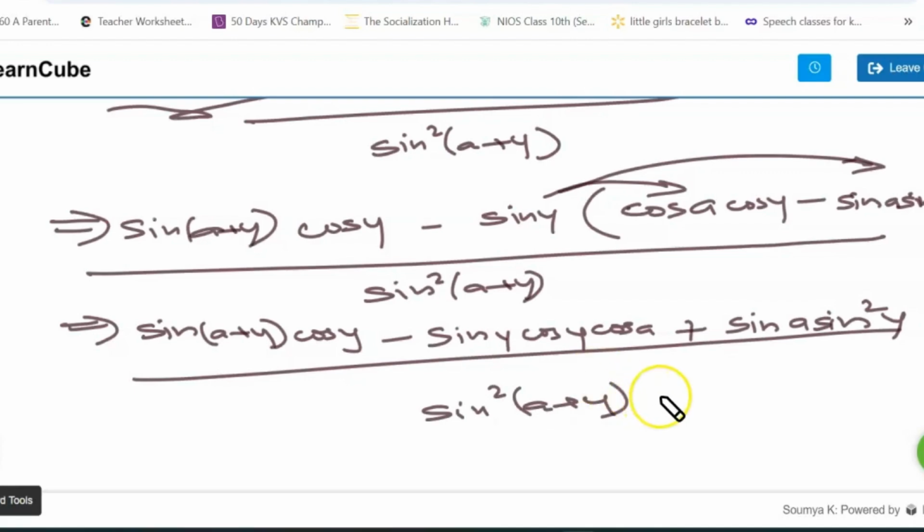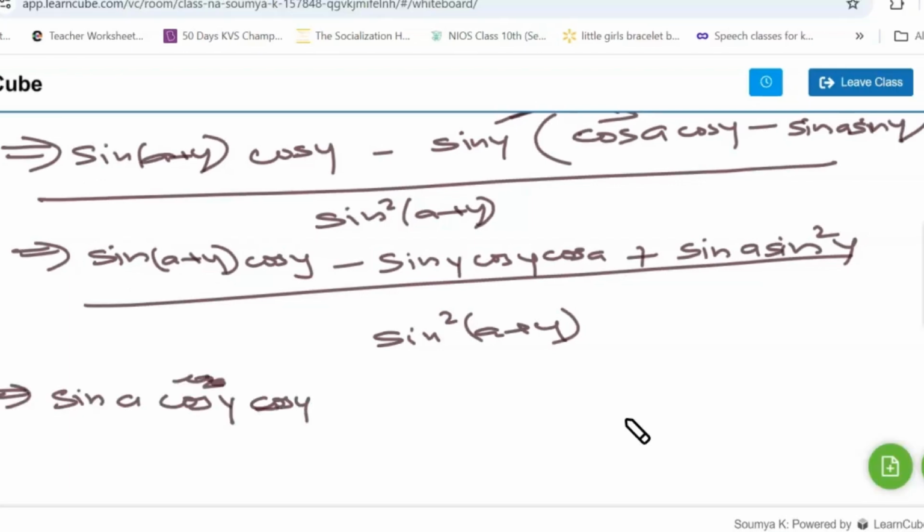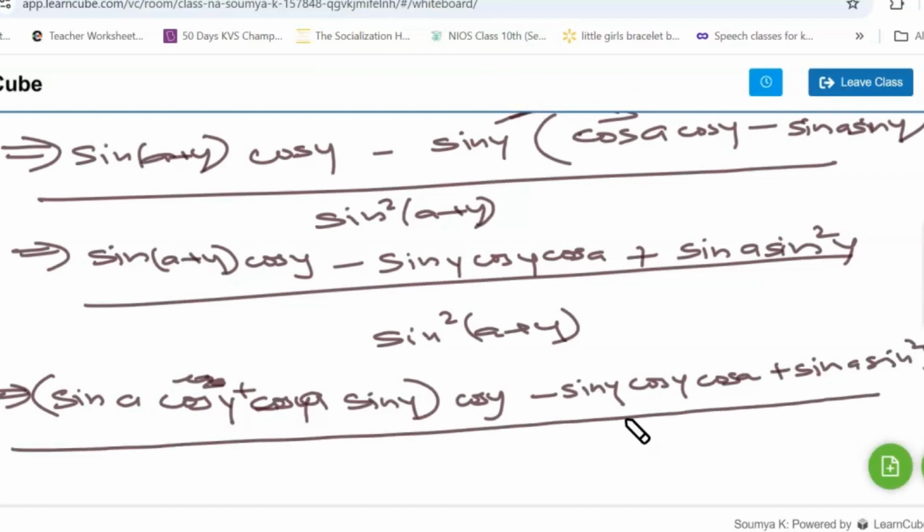Now if you keenly watch this, write it down: sin a cos y plus cos a sin y, and a cos y just near to them, minus sin y cos a plus sin a sin square y, whole divided by sin square a plus y.